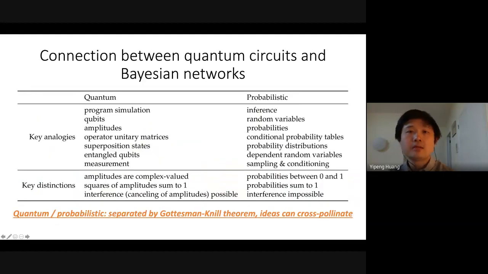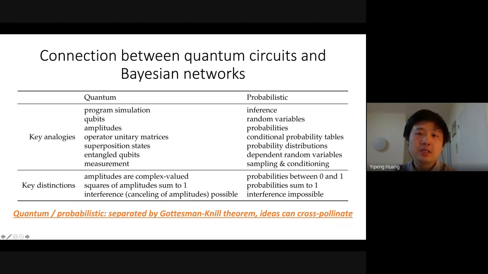Okay, and so what's interesting is I've outlined a very nice correspondence between the proposed representation of quantum circuits using Bayesian networks and also the classical probabilistic properties of Bayesian networks. And so a lot of these concepts that we have in quantum computing have analogous meanings or analogous operations and objects in the classical setting.